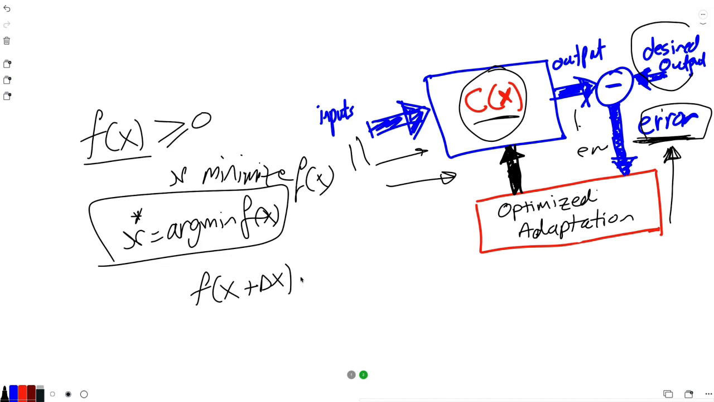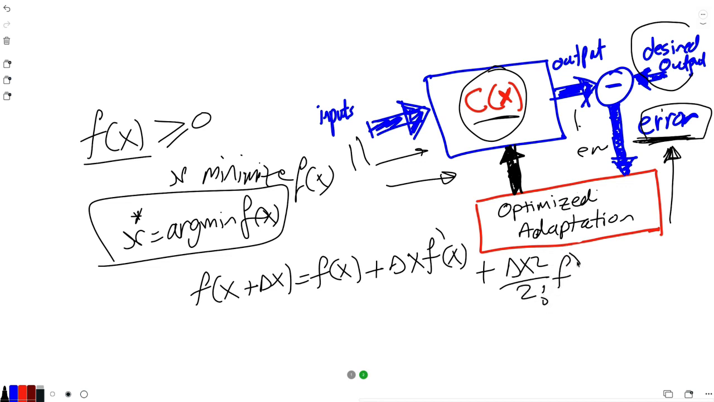So the expansion will be f of x plus delta x times f dash of x plus delta x squared divided by 2 factorial times f double dash of x, and so on. This is the expansion using the Taylor series for a single variable problem. Now we can approximate this Taylor expansion in this way.